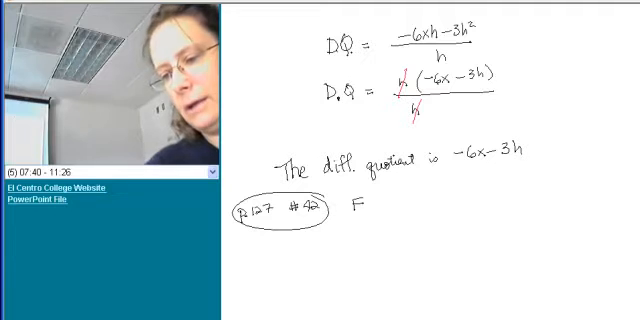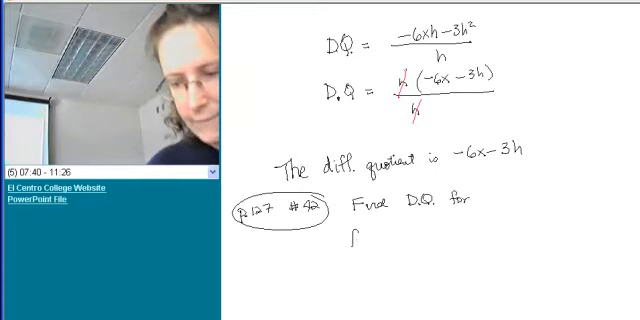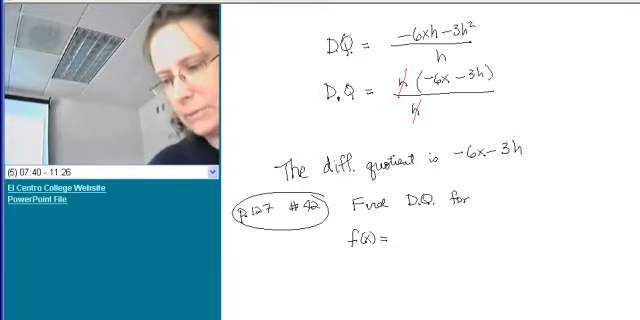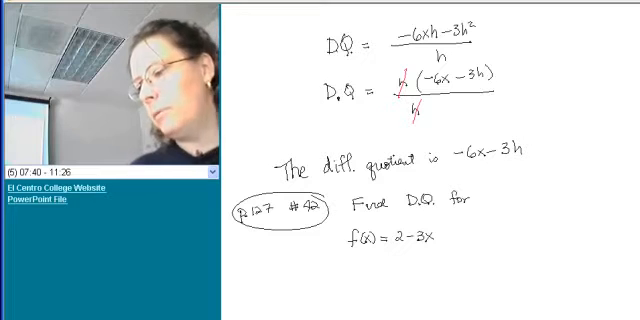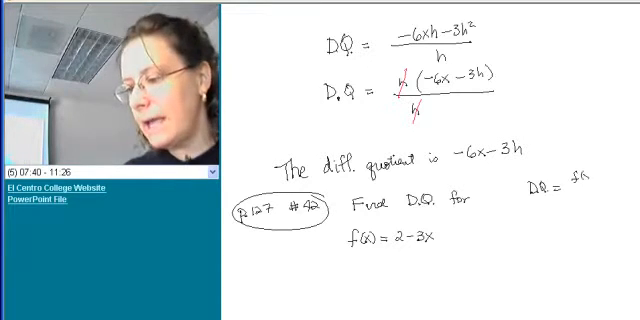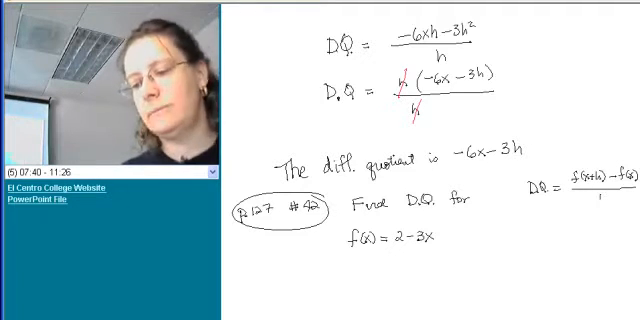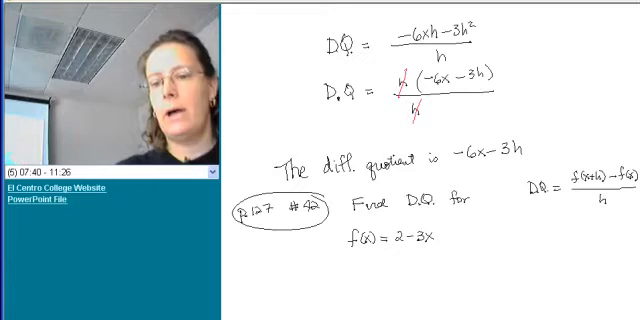And you'll have to find the difference quotient for this function, f of x equals 2 minus 3x. And remember what the difference quotient is: the function evaluated at x plus h, minus the function evaluated at x, divided by h. You want to try that while I run down there?